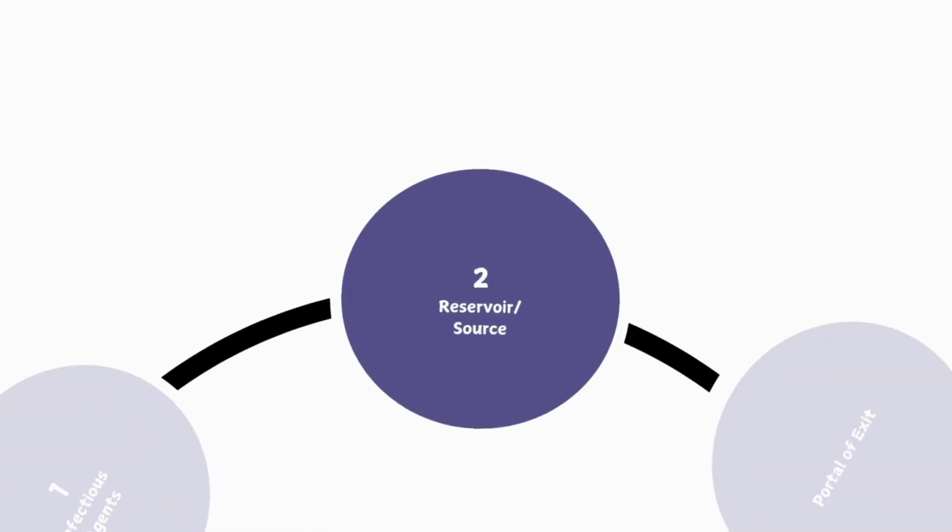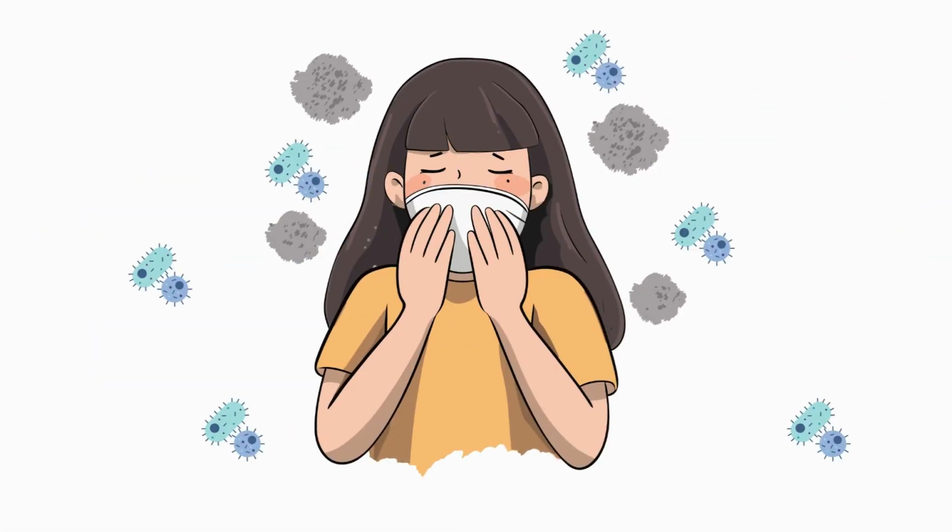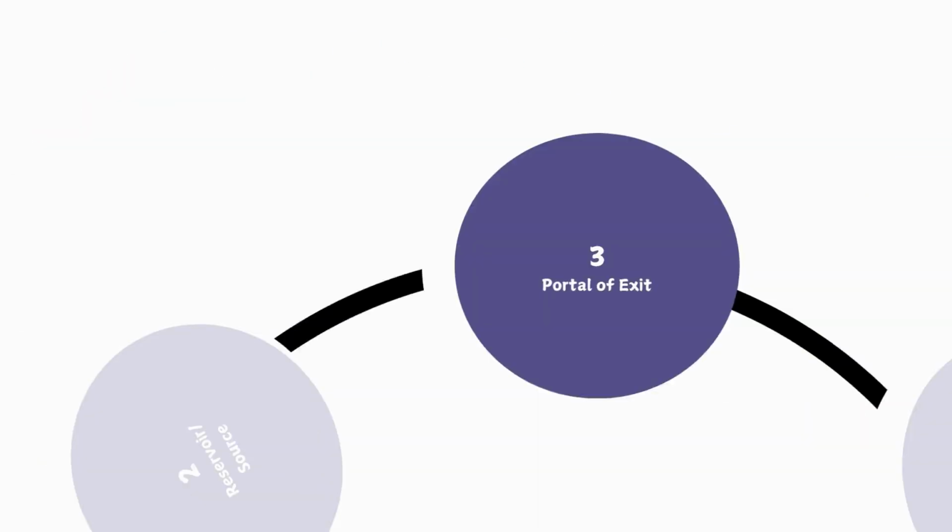The next step is the reservoir, or the source. Microorganisms can't survive on their own. They need a place to live and grow. For example, meet Betty, who is feeling unwell. A bacterium inside Betty is using her body as its reservoir, making her feel sick.